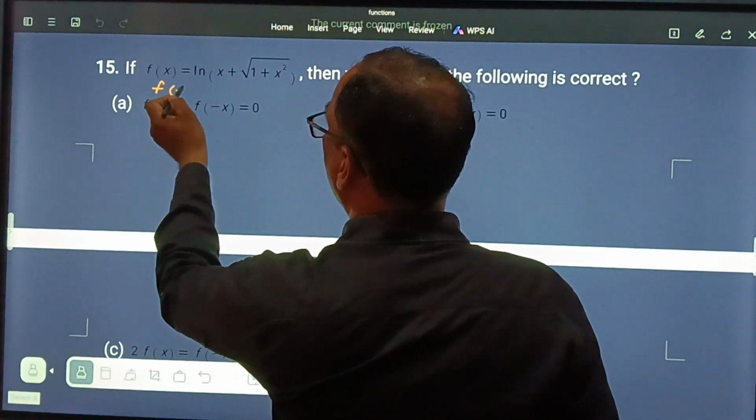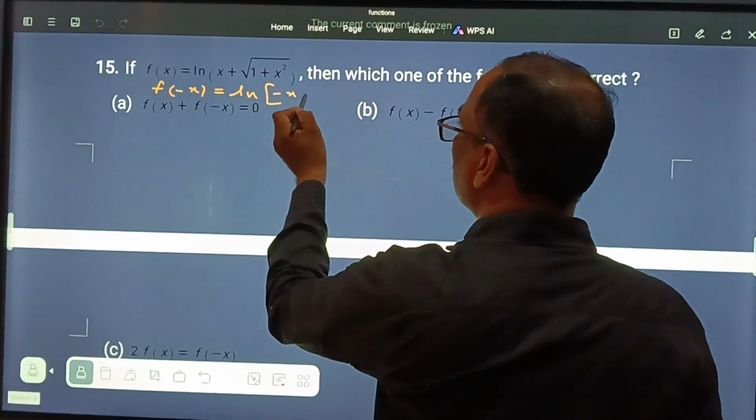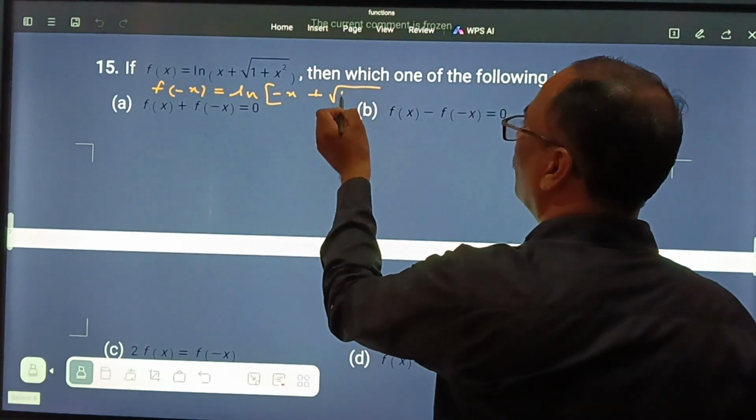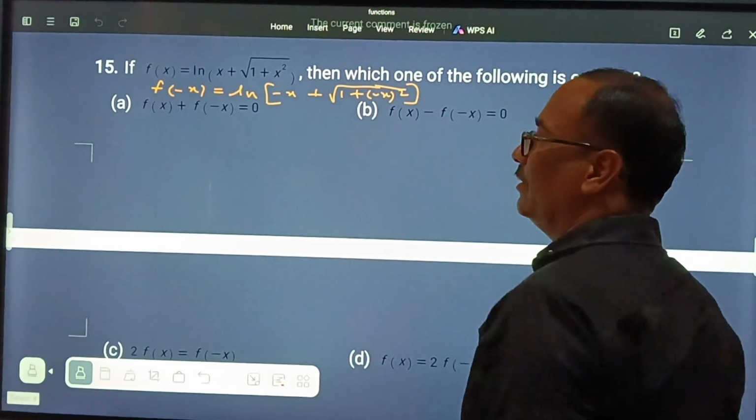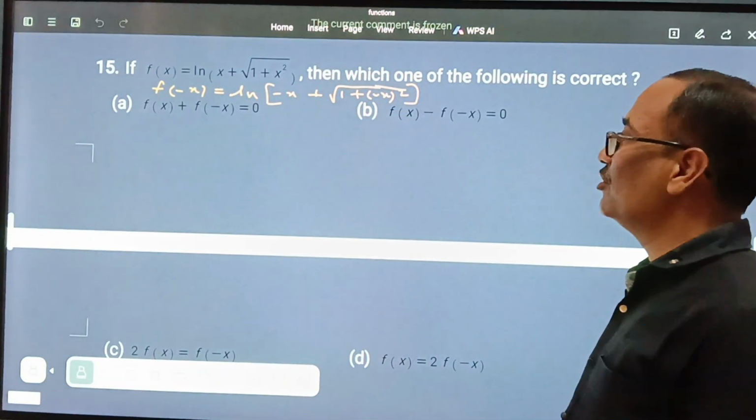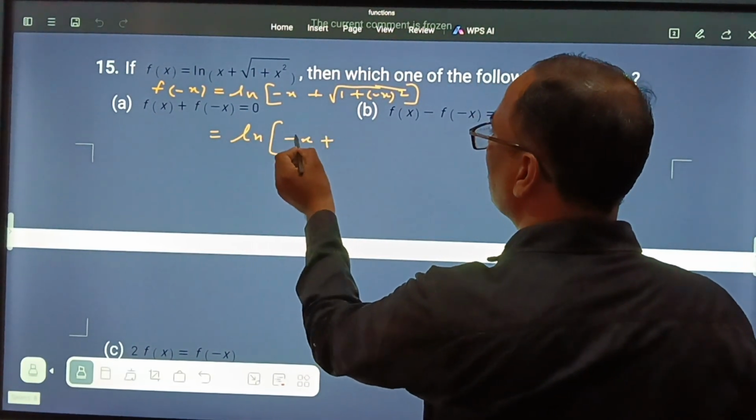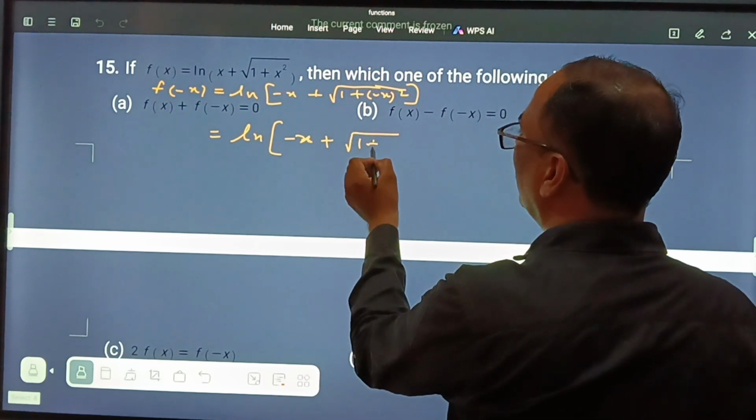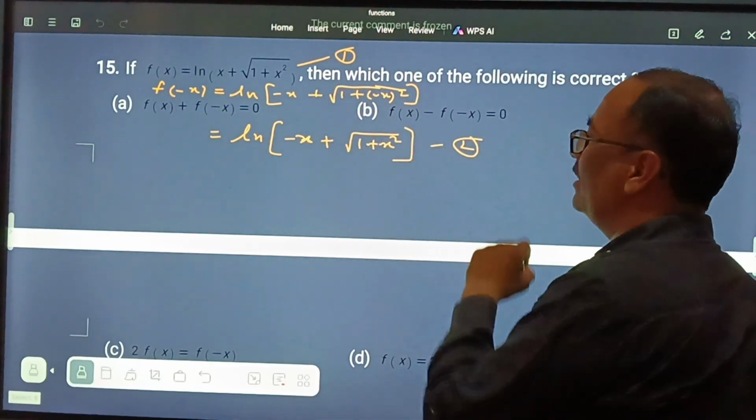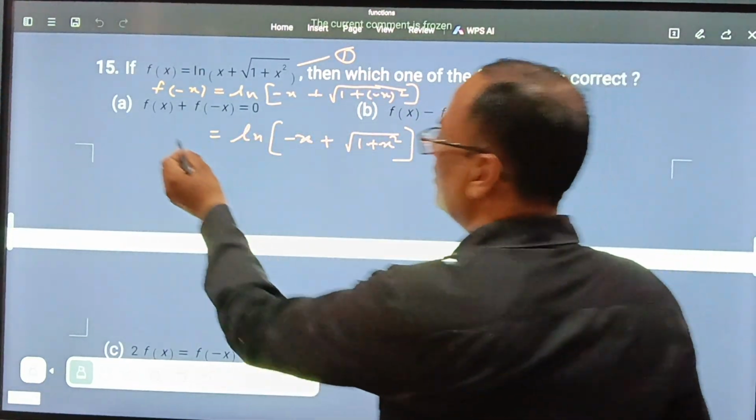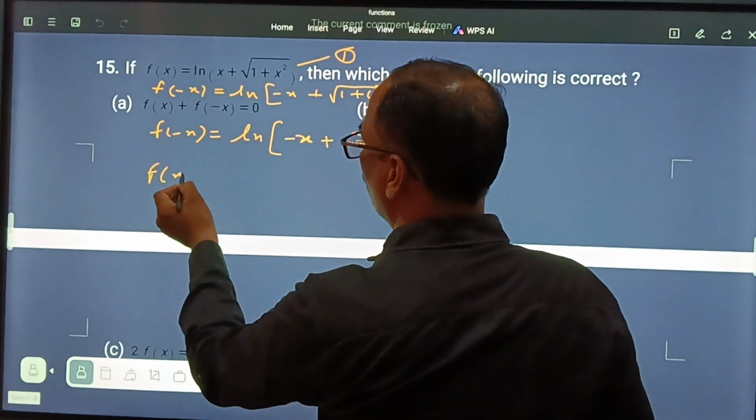f of minus x is equal to ln of, in bracket, minus x plus root of 1 plus minus x square. The square of minus x is positive, so it is equal to ln of minus x plus square root of 1 plus x square. Now this is our first and this is our second equation, just like f of minus x is here. Now we can add these two. What do we get?